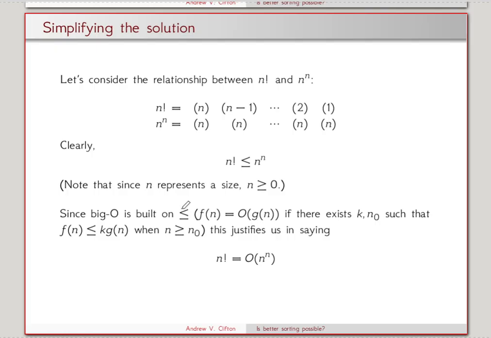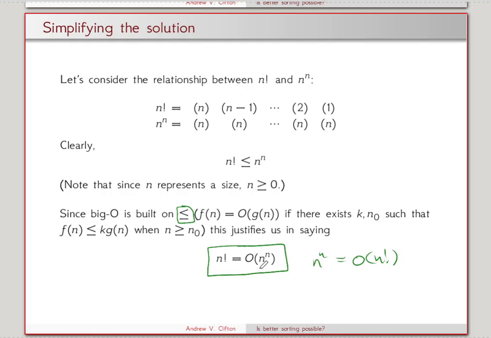So if you remember the definition of big O, big O has a less than or equal to built into it, that means we can say that n factorial is big O of n to the nth power. This actually goes both ways. Proving it the other way is a little bit more gnarly, but you can also say that n to the n is big O of n factorial. So it's both directions.